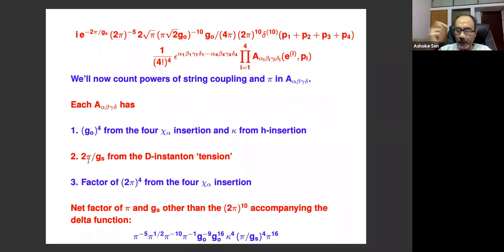So when you now insert the open string vertex operator, that 1/2 pi is gone, right? Because now this doesn't have a conformal Killing vector anymore. So you have to put in that factor of 2 pi. So that's this final factor of 2 pi. You get this (2 pi)^4.